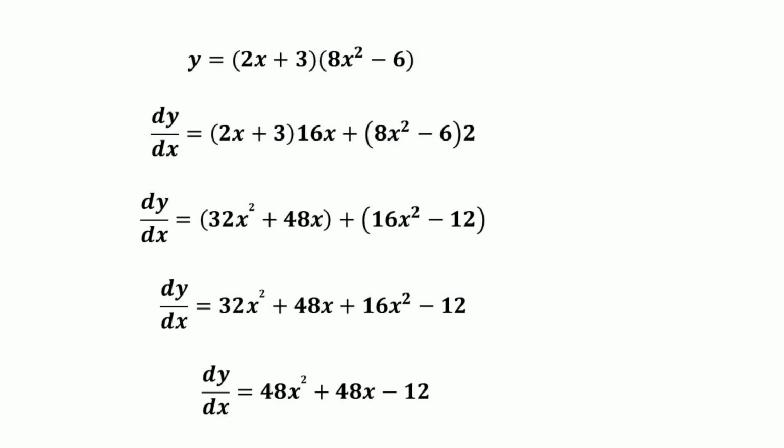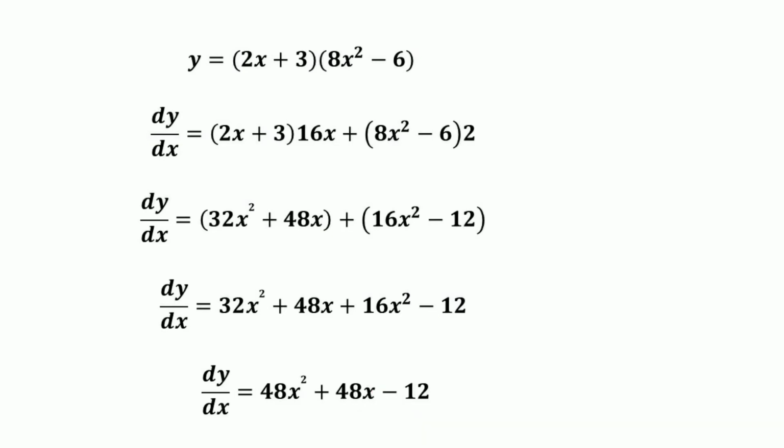Then if you remove the brackets, it will become 32x square plus 48x plus 16x square minus 12. Here we have two x square terms, that is 32x square plus 16x square which will become 48x square plus 48x minus 12. This is the first derivative of the given function.